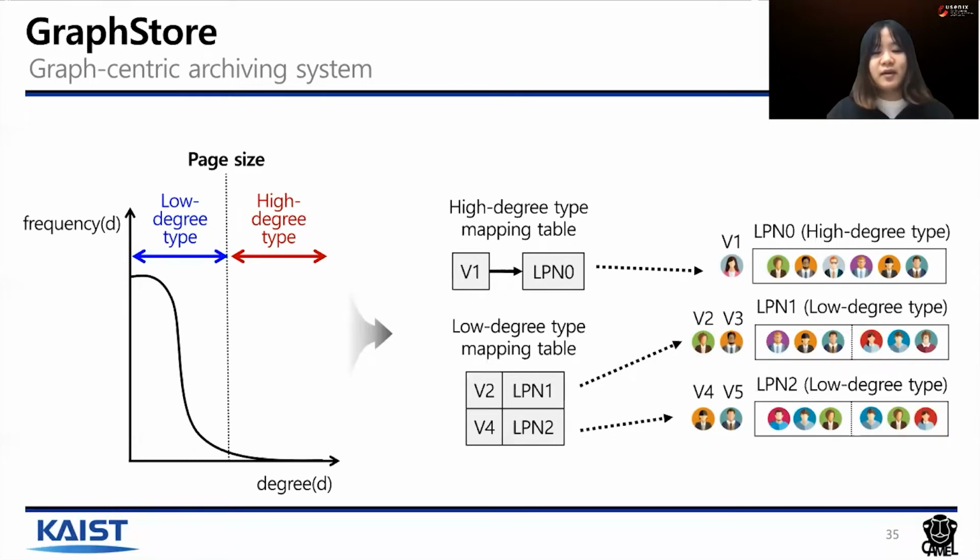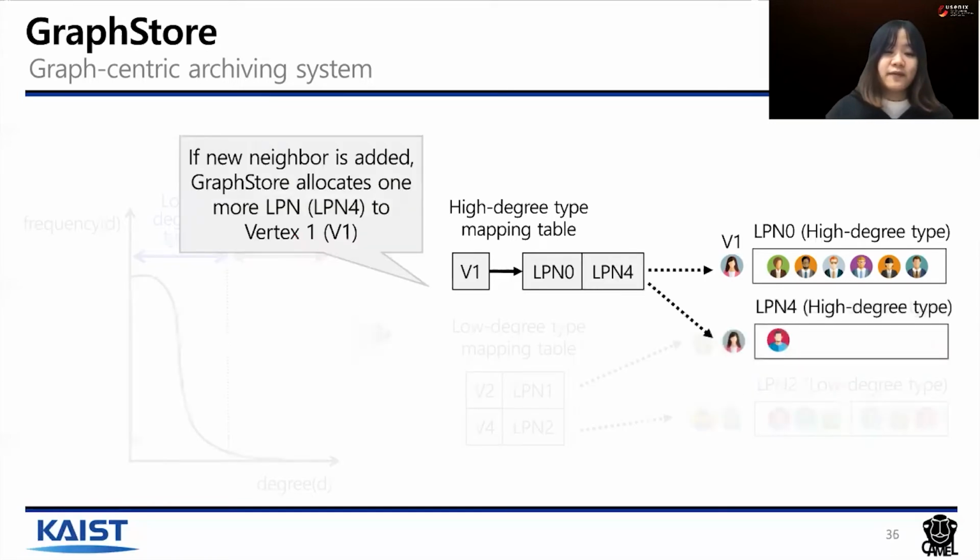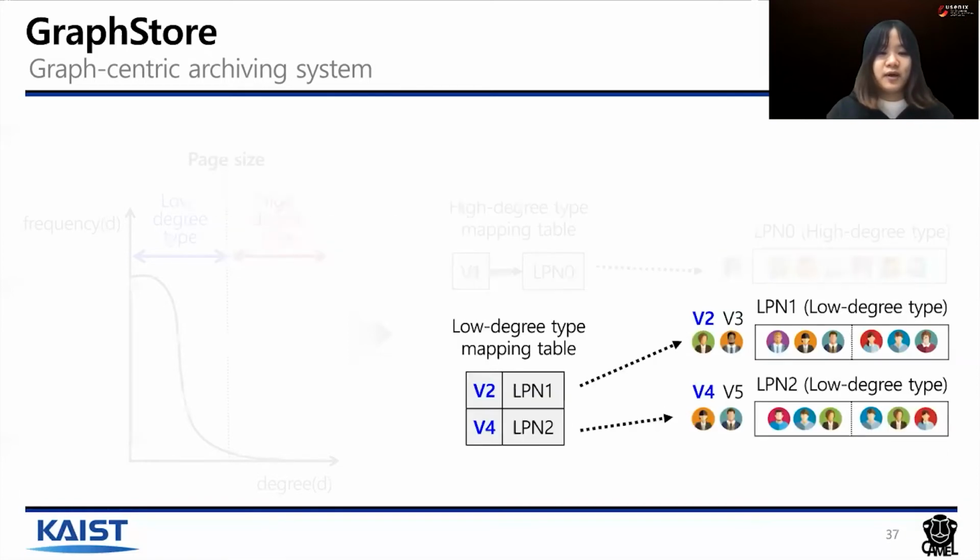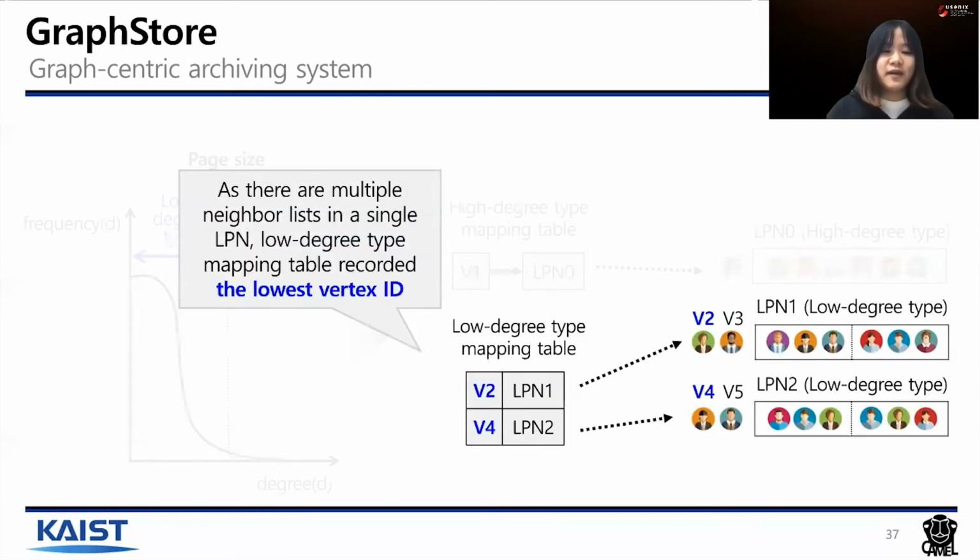And the high degree type logical page only stores a single neighbor list, while the low degree type logical page stores many neighbor lists. And for the high degree type, if a new neighbor is added, then GraphStore allocates one more LPN to the vertex and updates the high degree type mapping table. And for the low degree type, as there are multiple neighbor lists in a single LPN, the low degree type mapping table only records the lowest vertex ID of co-located vertices.